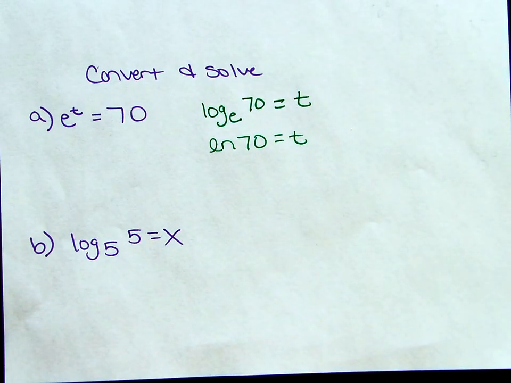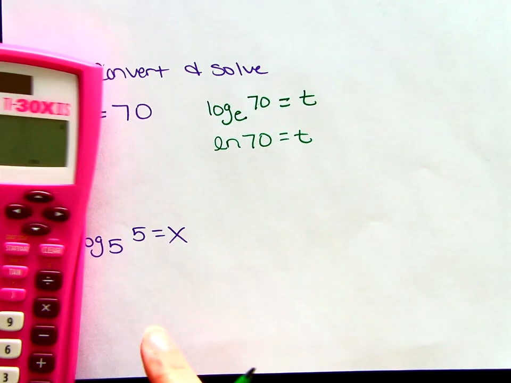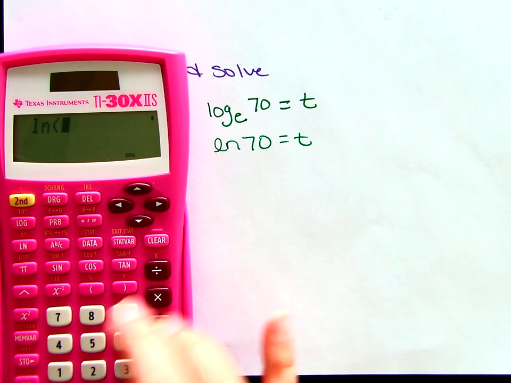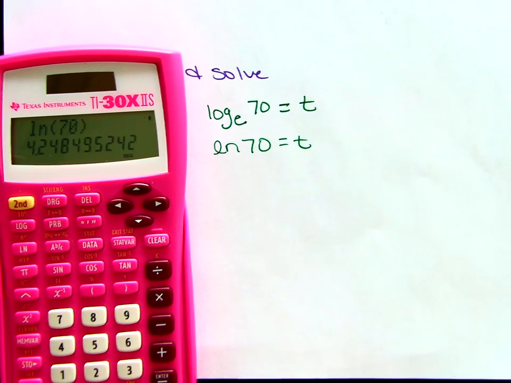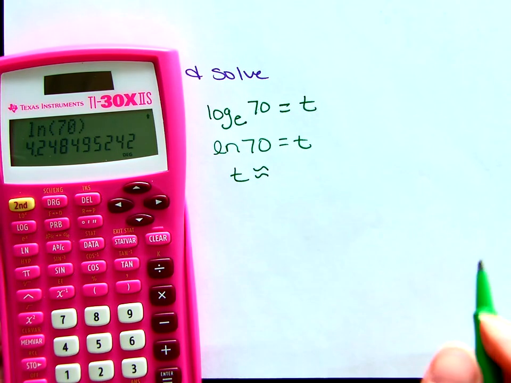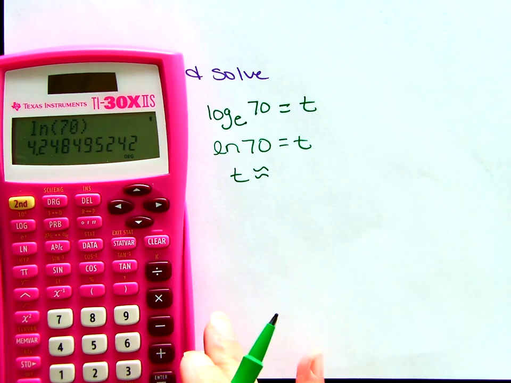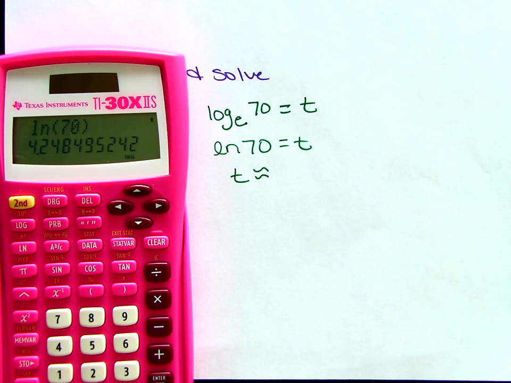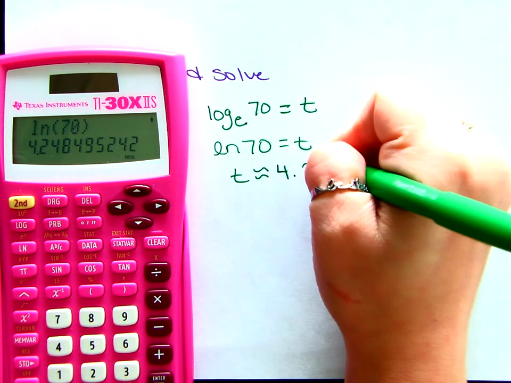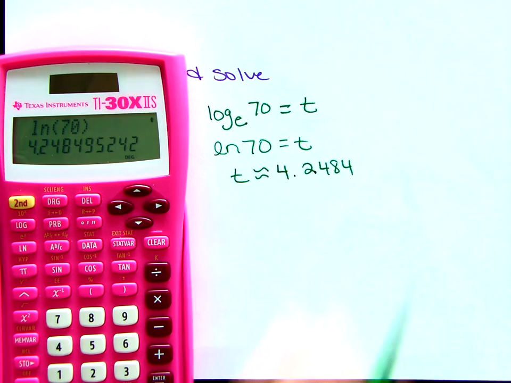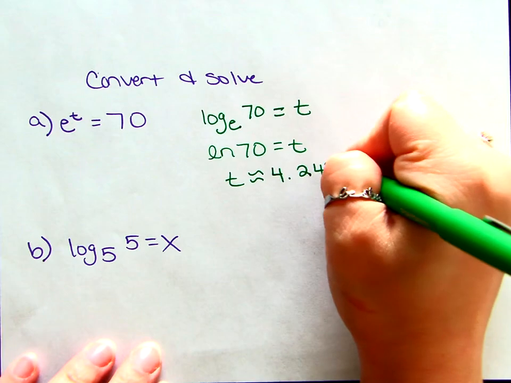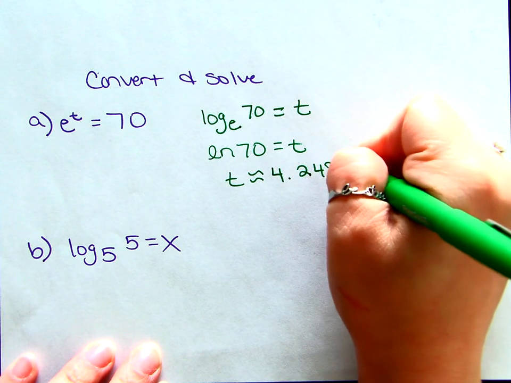Well, I can figure out what the ln of 70 is with my calculator. Ln of 70 tells me that t is approximately, that curly, wavy equal sign is not just me having a hiccup as I write my line. It means approximately, it means I'm rounding. 4.2484. Sorry, if I was rounding correctly, that would be a 5, because there's a 9 after that 4.